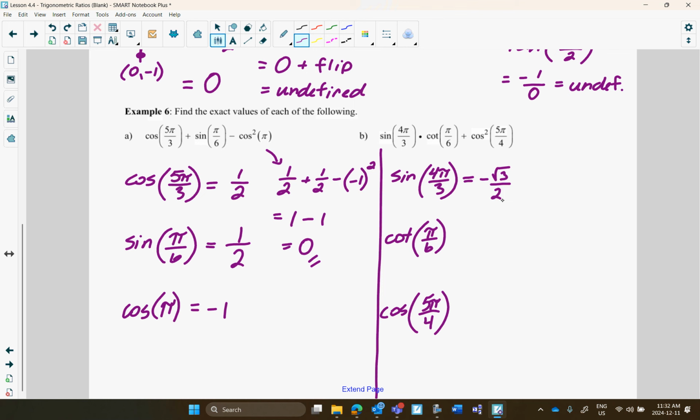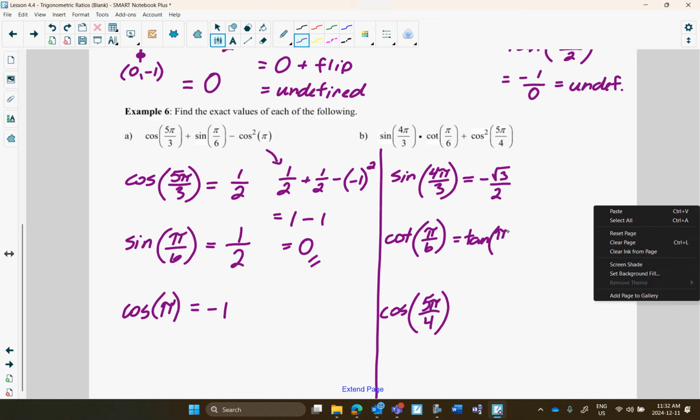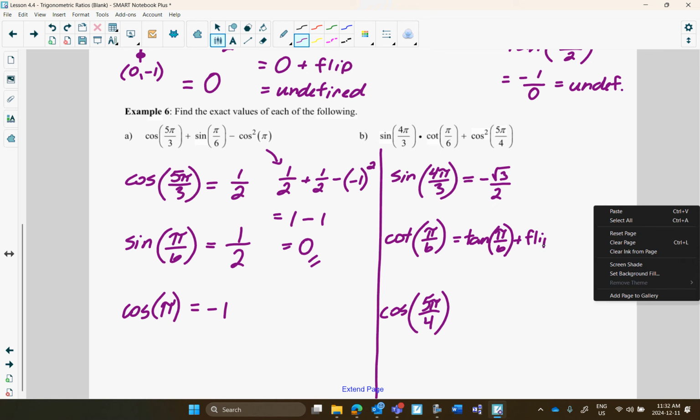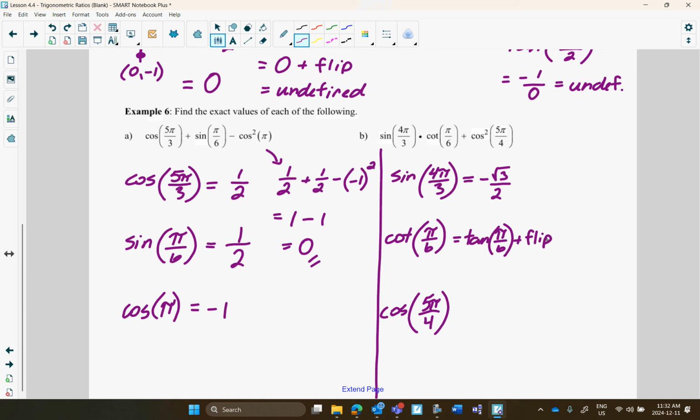Using the unit circle, what do I got to do with this? I got to find tan and flip that answer. So tan pi over 6, well, pi over 6 is here. That's root 3 over 2, comma 1/2, which means I have to do 1/2 divided by root 3 over 2 and remind myself to flip that answer.